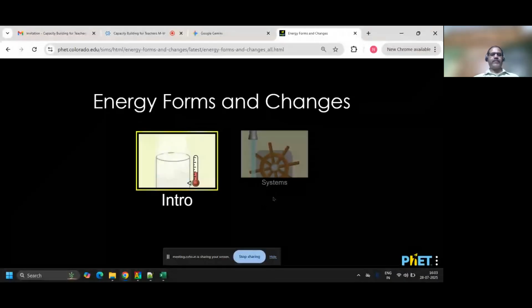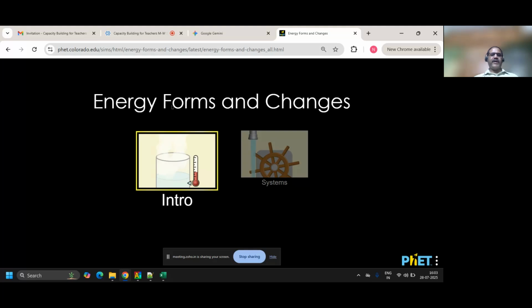Perfect. Today, the first simulation is going to be energy forms and changes. We know electrical energy, heat energy, kinetic energy, light energy. There are different forms, and energy gets converted from one form to another. We will see that. I'm going to take the first portion.